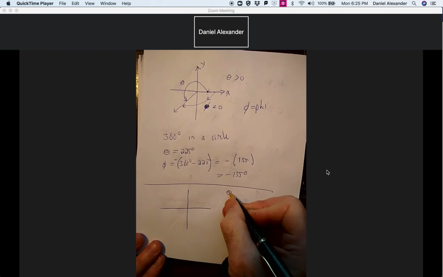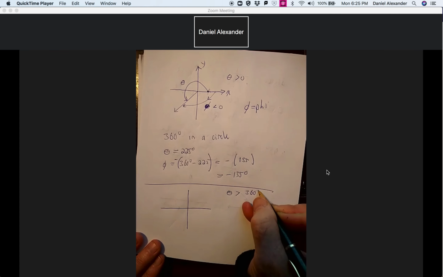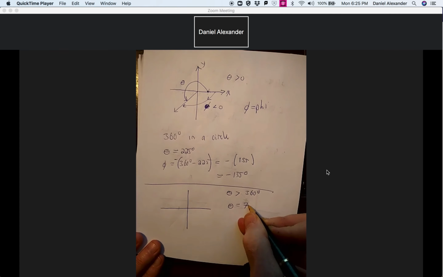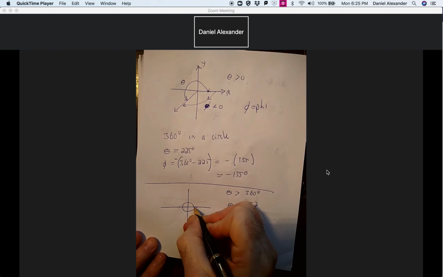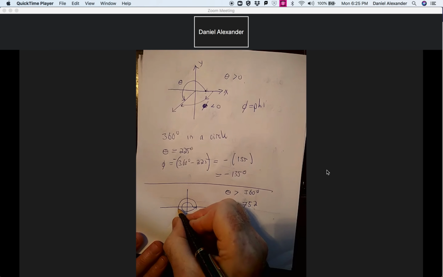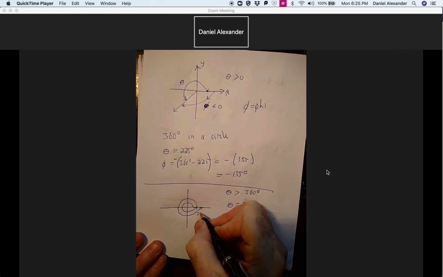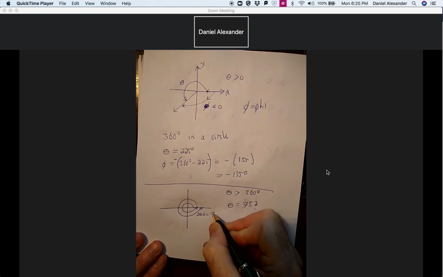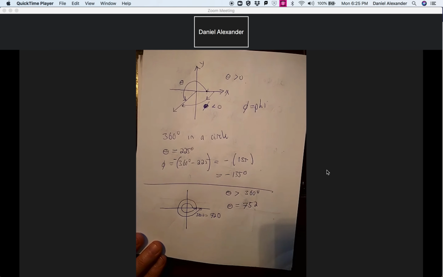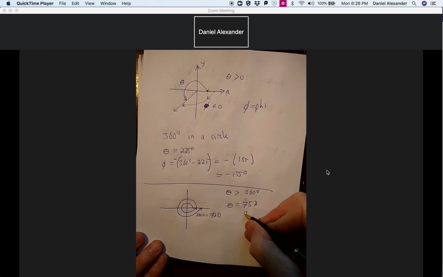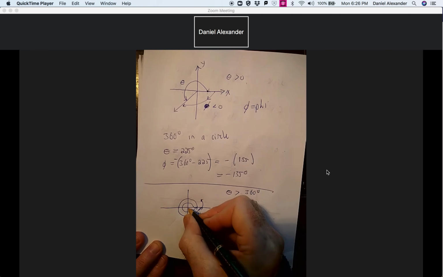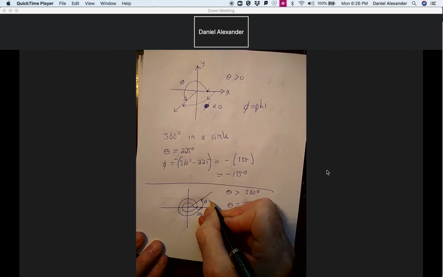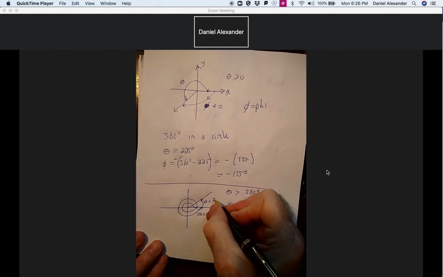But here I want to show how theta can be greater than 360 degrees. I'm going to think of theta as 752. Notice, if I go around once in the circle, that's 360. If I go around again, that's 360 times 2, or 720. So for 752 degrees, I'd go around the circle twice, and I'd subtract, and I'd get 32 degrees. So I'd go another 32 degrees, which is going to be about there. That would be my angle theta equaling 752 degrees.